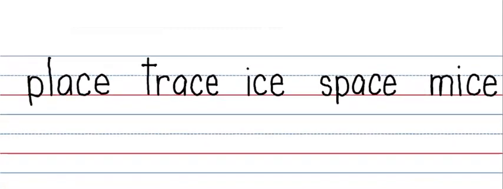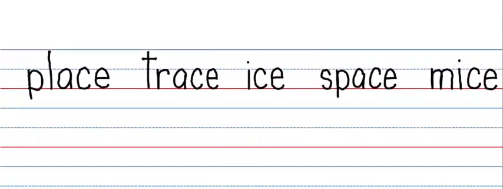We're also going to look at words where we have a G that says J at the end. Now we have a rule. English words aren't allowed to end with a J. It's just not allowed.